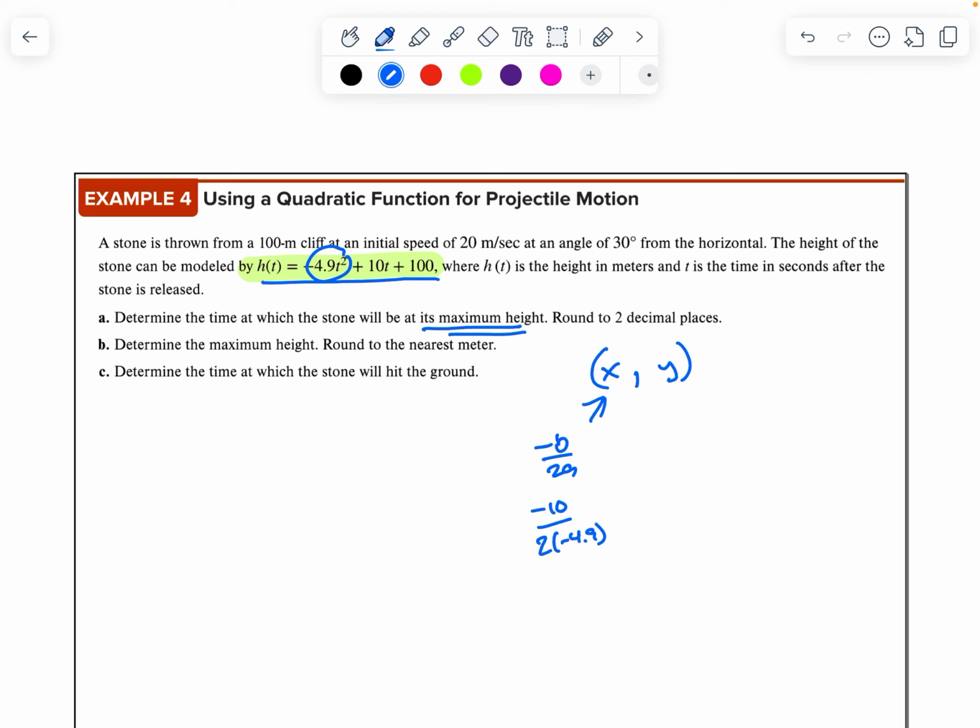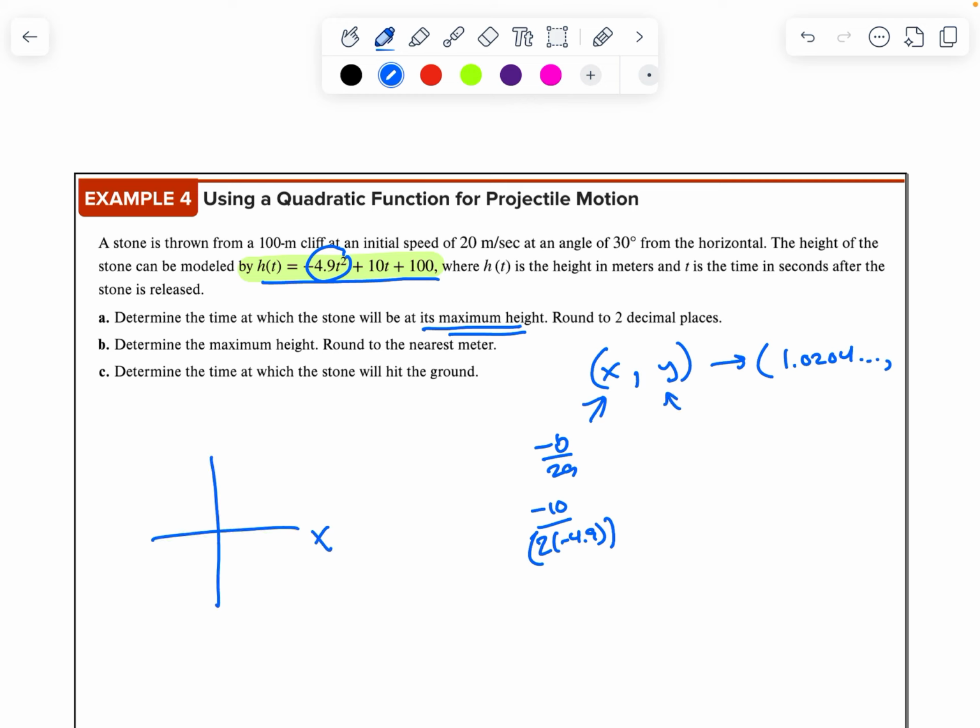And so my x value here is 1.0204... I'm just going to keep that number in my calculator. All right, to find the actual maximum height, that's going to be the y value, right? So if we're looking at this on a graph, x, y, the height that it reaches is the y value. Let's find the y value.